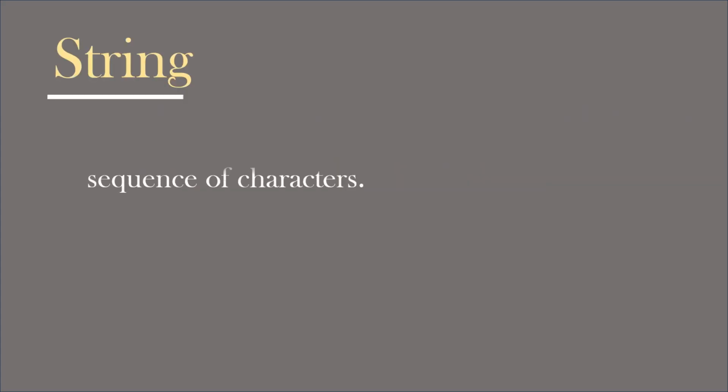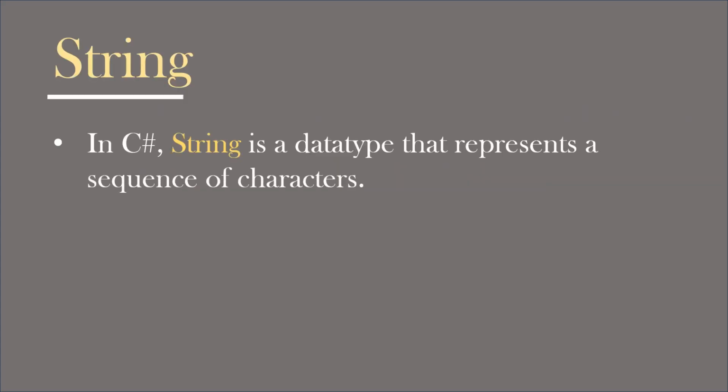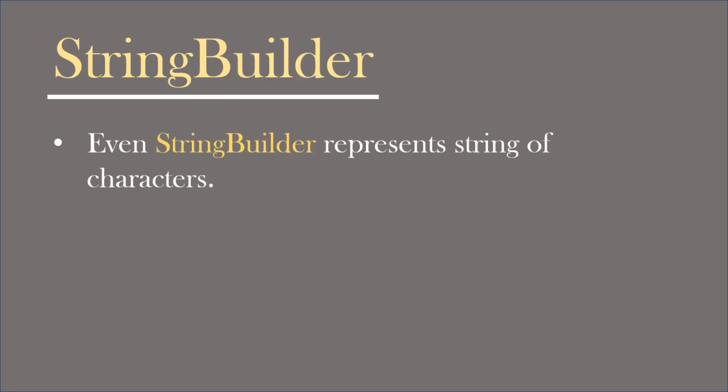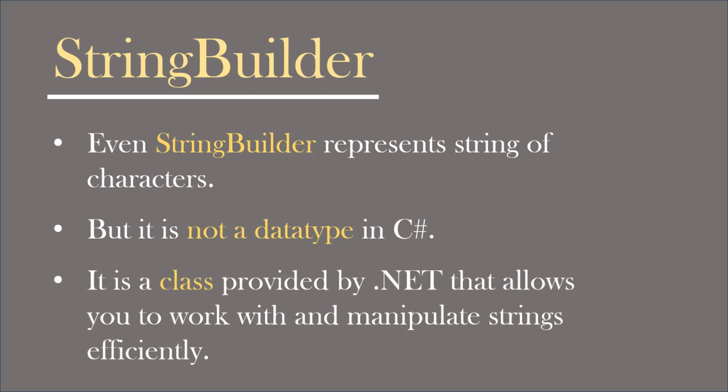In this video, we are going to understand the difference between string and StringBuilder in C Sharp. In C Sharp, string is a data type that represents a sequence of characters. It is used to store and manipulate text data. Even StringBuilder represents a string of characters, but it is not a data type in C Sharp. It is a class provided by .NET that allows you to work with and manipulate strings efficiently.